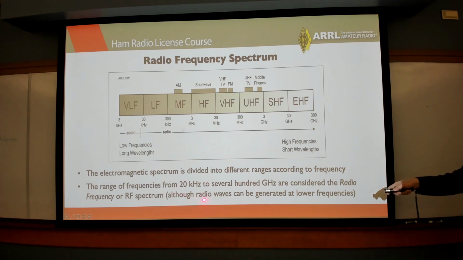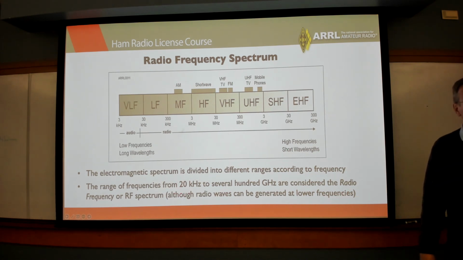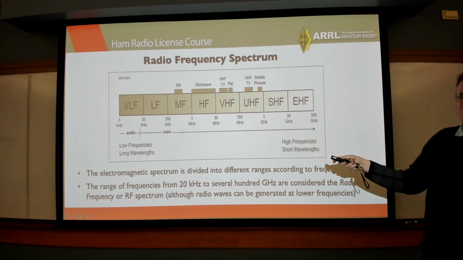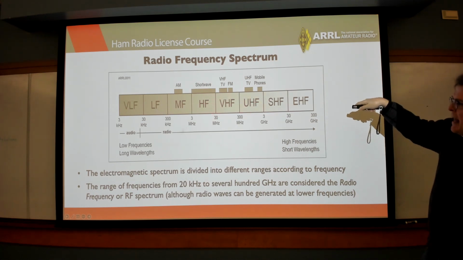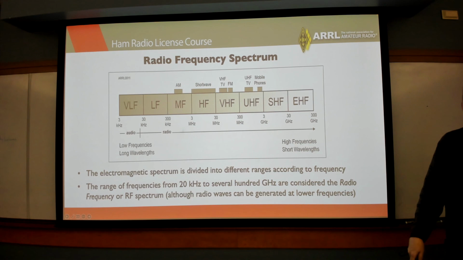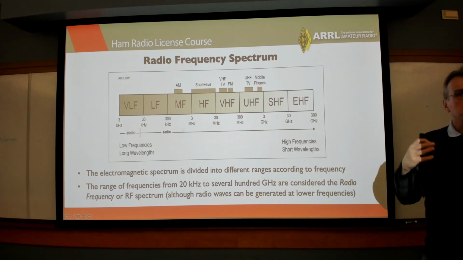Now, although normally we define this starting at 20 kilohertz, you can actually generate radio waves at even lower frequencies, and people have done that in the past, and we'll talk about that in just a moment. So, amateur radio, we have pieces of the spectrum allocated in just about every one of these little blocks I'm showing you here. But not just that, other services too.